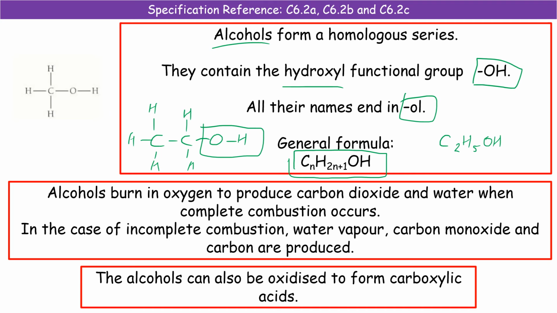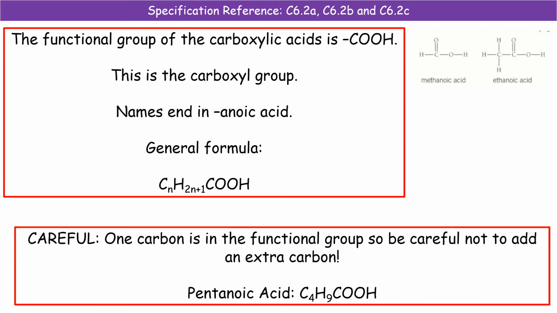If we look at the alcohols burning then, so combustion reactions of the alcohols, then complete combustion, carbon dioxide and water. Incomplete combustion, we're going to make our water vapour, carbon monoxide and carbon. We can also oxidize an alcohol to form a carboxylic acid, which is our final group, the carboxylic acids.